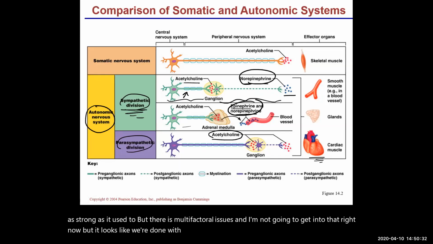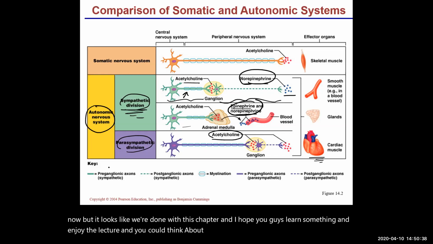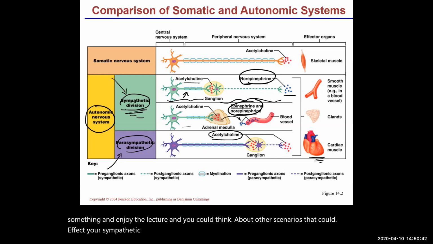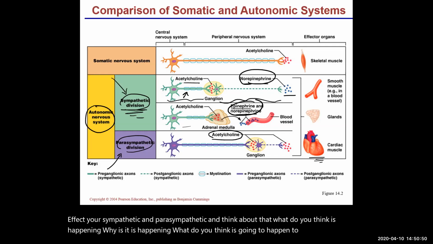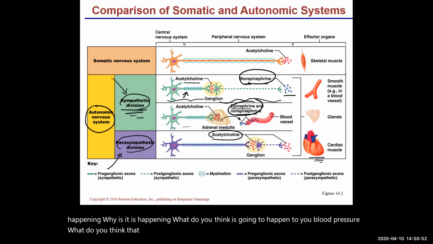And I hope you guys learned something and enjoyed the lecture. And you could think about other scenarios that could affect your sympathetic and parasympathetic, and think about that. What do you think is happening? Why is it happening? What do you think is going to happen to your blood pressure? What do you think, like you're watching a scary movie all of a sudden, all right? But what did you think happened to your organs that recovered? So review that. I think you'll be in good shape.